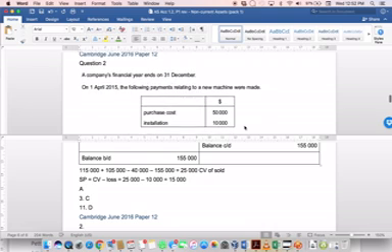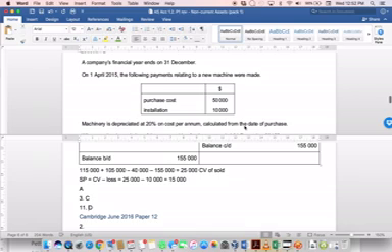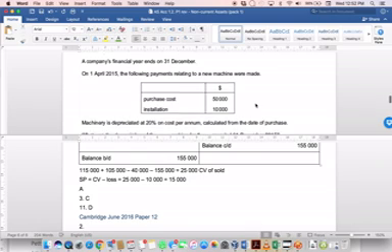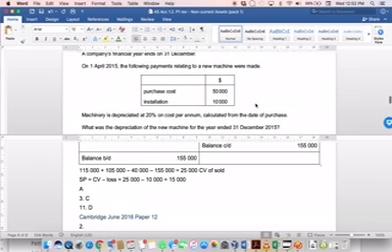Right, 2016 paper 1-2 in June, question 2. A company's financial year ends on 31st of December. On the 1st of April 2015, so partway through the year, in fact 3 months into the year, the following payments relating to a new machine were made. There's a purchase cost and an installation cost. Machinery is depreciated at 20% on cost per annum, calculated from the date of purchase. What was the depreciation for the year ended the 31st of December?